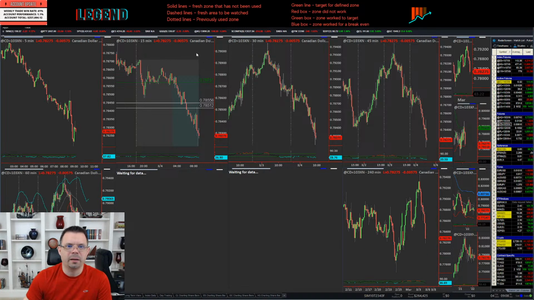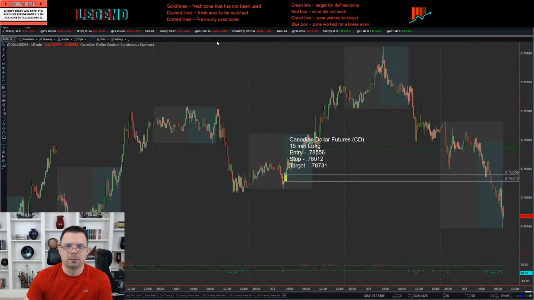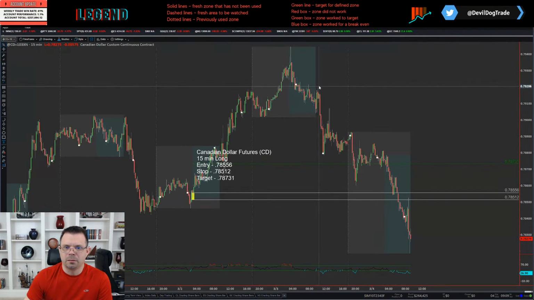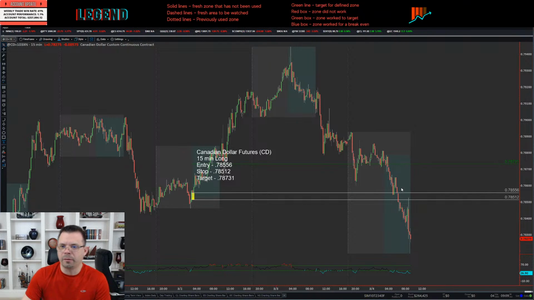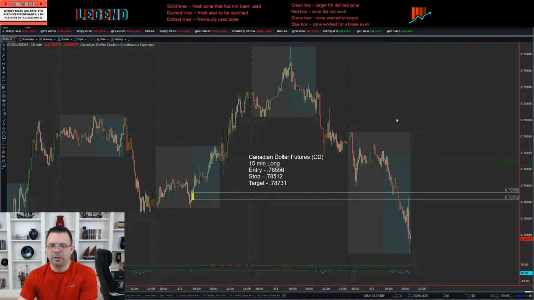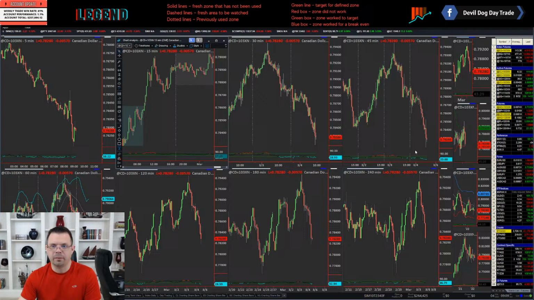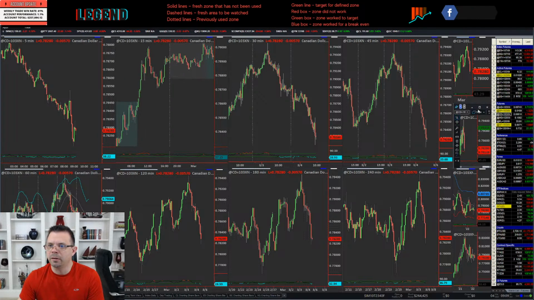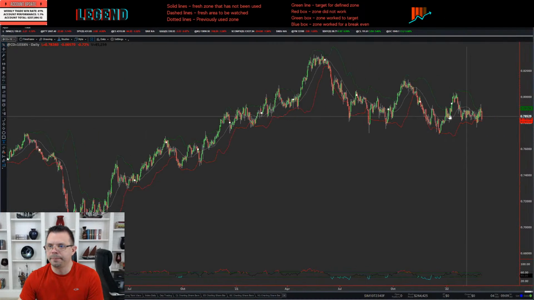So we had this 15-minute long. This one was a break even, right? Price came into it, hit our 1-to-1, but didn't quite come up and hit the target. So at least no loss there, but it does look like we may be changing the trend on our Canadian dollar right now though. So we just go take a look at that on a daily chart.